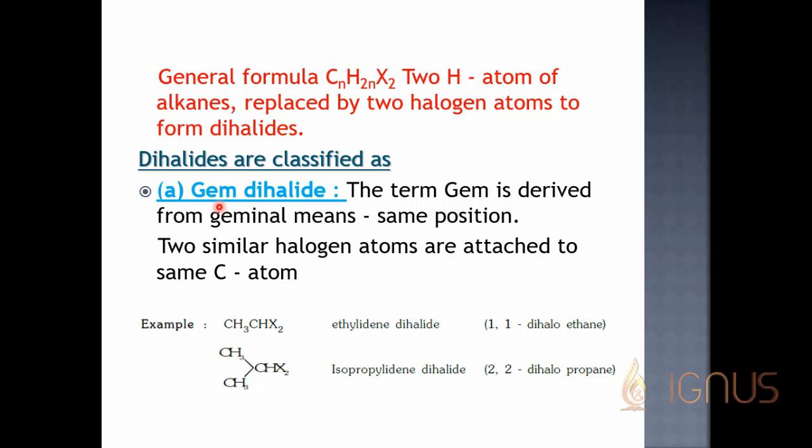Let us study the geminal dihalides. Here, 2 similar halogen atoms are attached to the same carbon atom. You can see in the example, this carbon is attached to 2 halogen atoms. That means 2 similar halogen atoms are attached to the same carbon atom. This type of molecule is known as geminal dihalides.